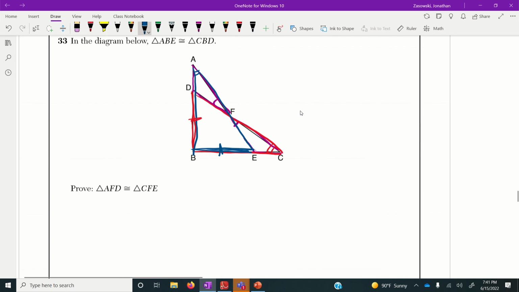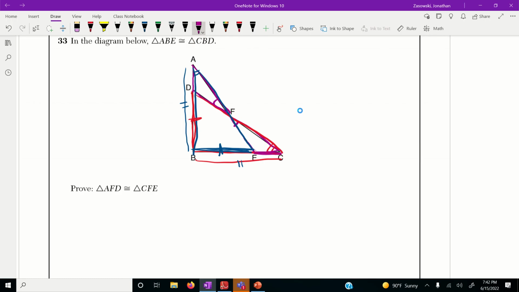And this entire side here is equal to this entire side over here. So, if we just subtract these two sides, we're going to be left with this guy right there. And if we subtract these two sides, we're going to be left with this side right here. That's all you're going to need to do to make this proof happen.